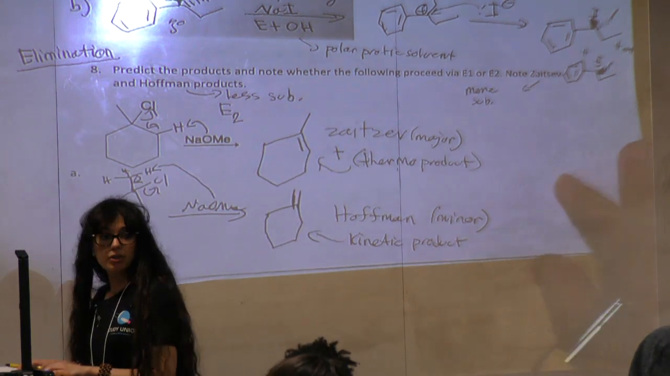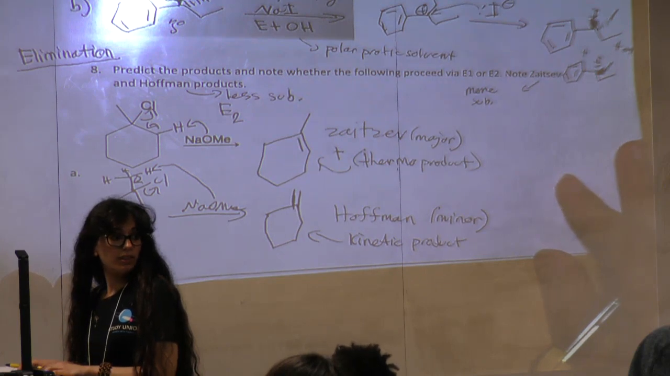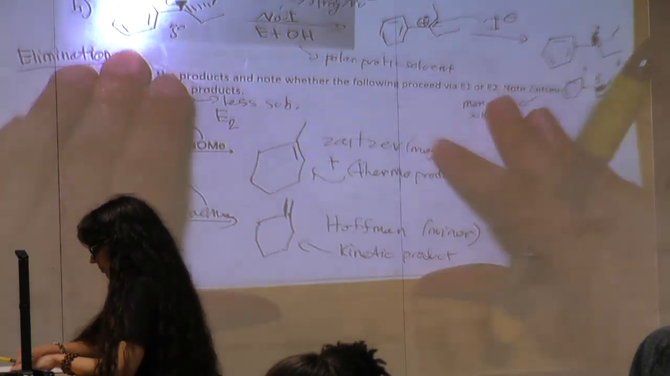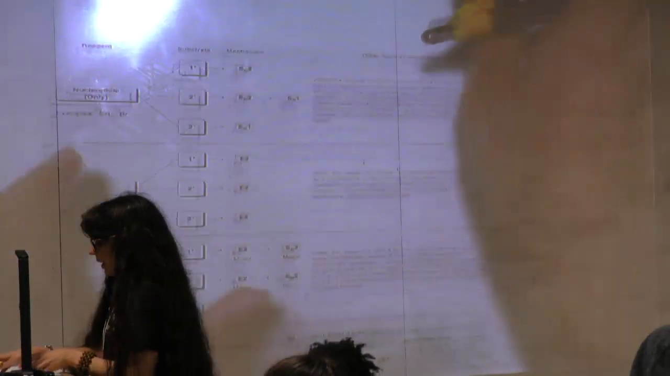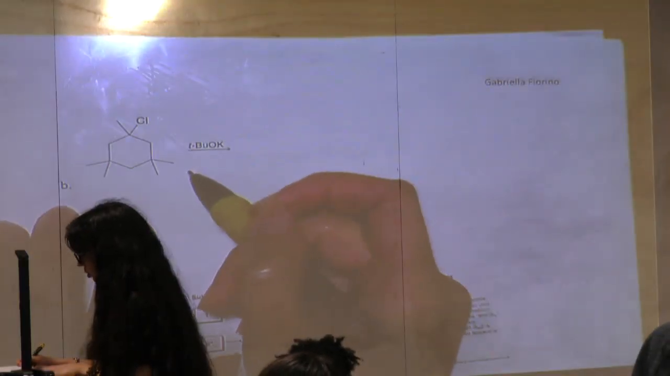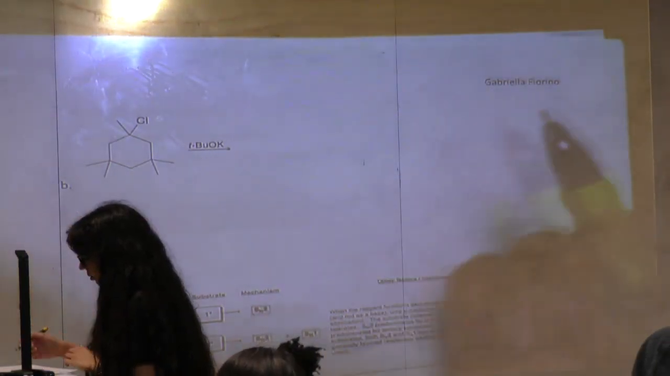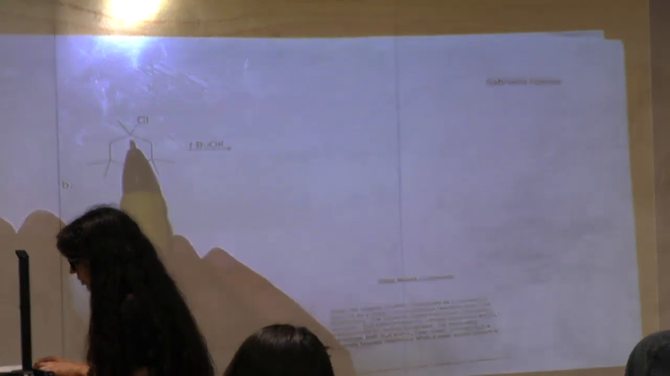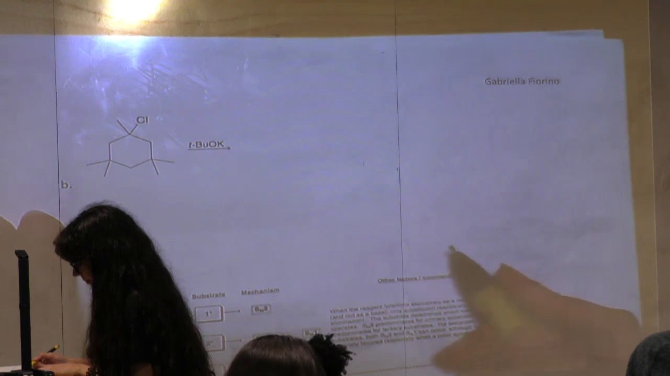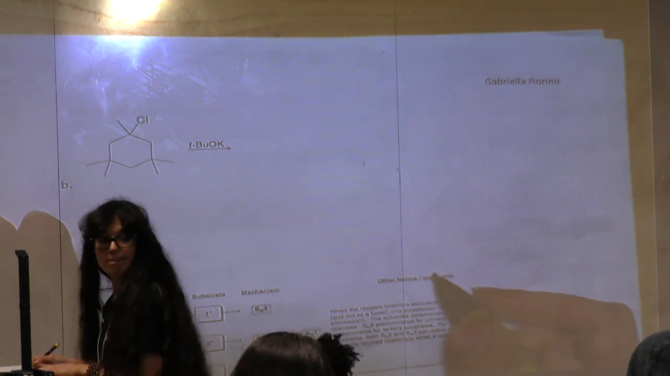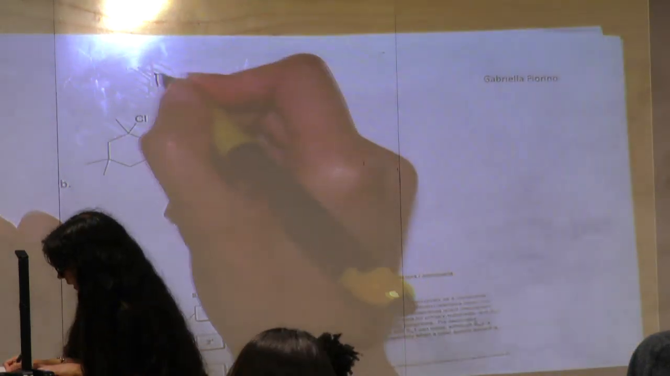Does anyone have questions on that? You're good? Now we go with tert-butoxide. So tert-butoxide, when it's acting on a tertiary structure, what does it do? E1 or E2? Yeah, perfect. This is an E2 reaction.